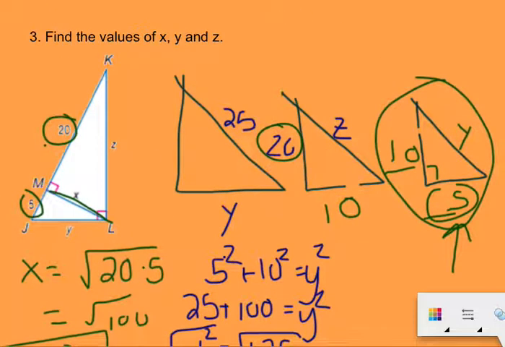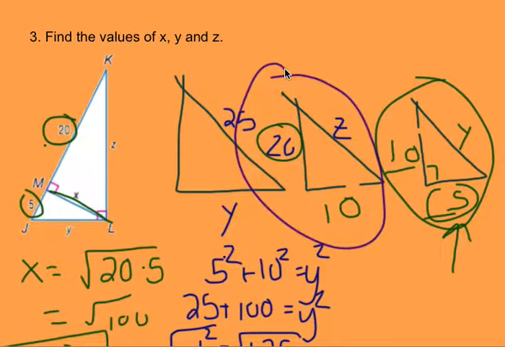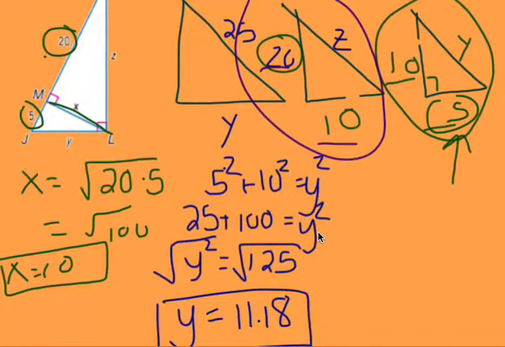So now that I found the geometric mean of x, I also see that this second triangle here, I have, for z, I have 20 and 10 already written into that second triangle. So again, I can use the Pythagorean theorem. But now my legs are 20 and 10. So I have 20 squared plus 10 squared, and that's going to be equal to z squared.